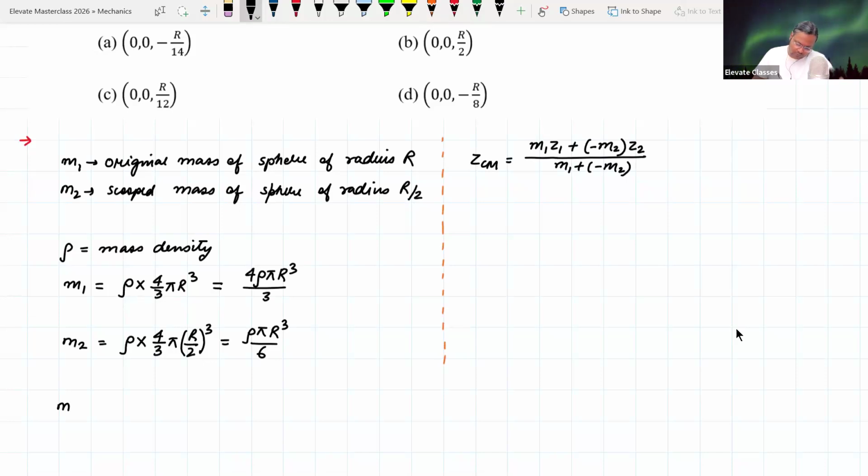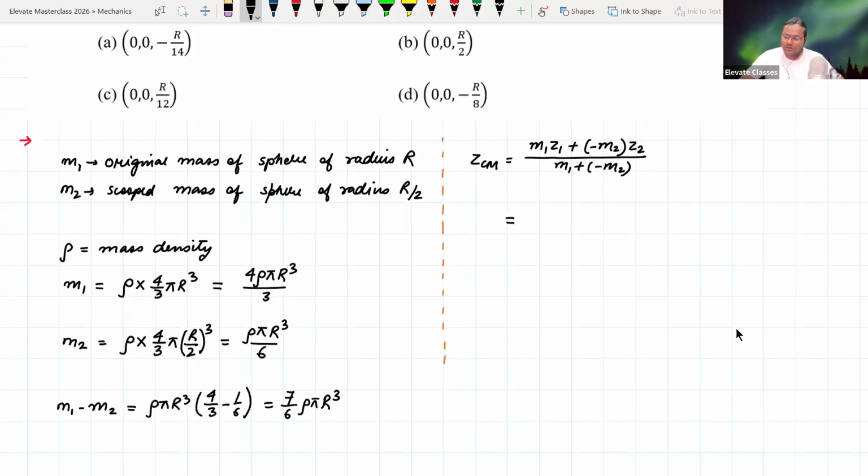If we calculate M1 minus M2, this is going to become rho pi r cube, 4 upon 3 minus 1 upon 6. So this is going to be 6, 8 minus 1, 7 upon 6. 7 upon 6 rho pi r cube. So if I substitute this here, this is going to become 6 upon 7 rho pi r cube.